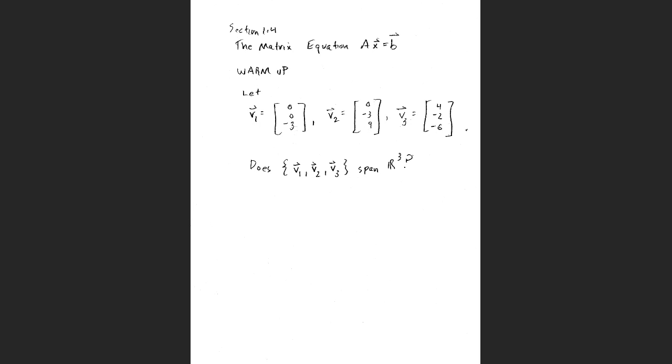All right. So in this problem, we have three vectors, v1, v2, and v3, that live in three-dimensional space. And we want to know if this set of vectors spans R cubed. Now, let's take kind of an analogous question here.